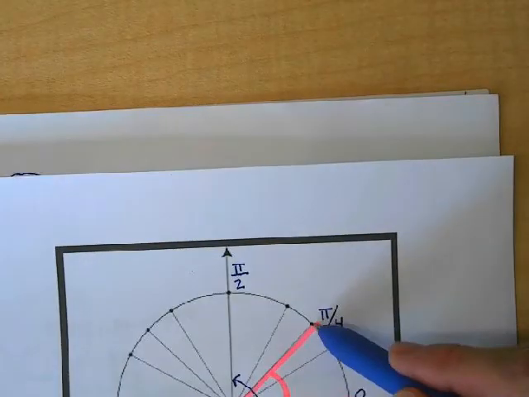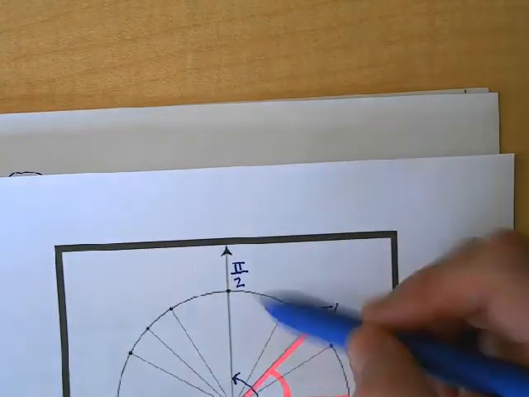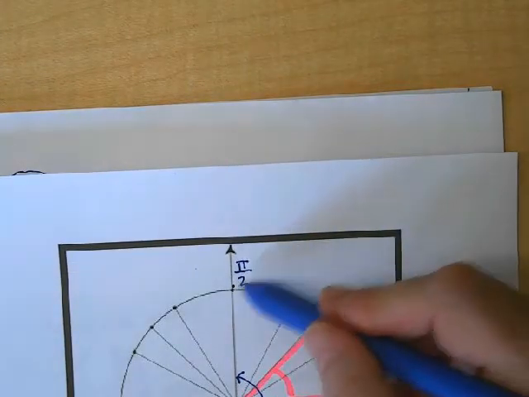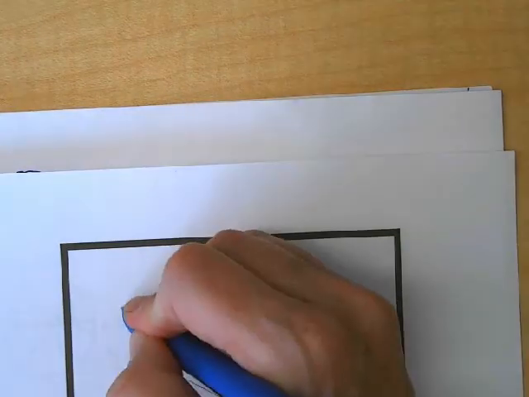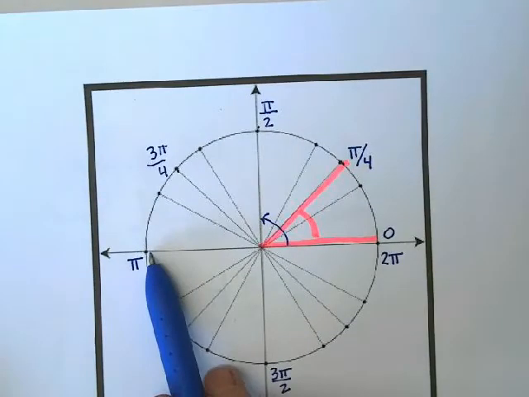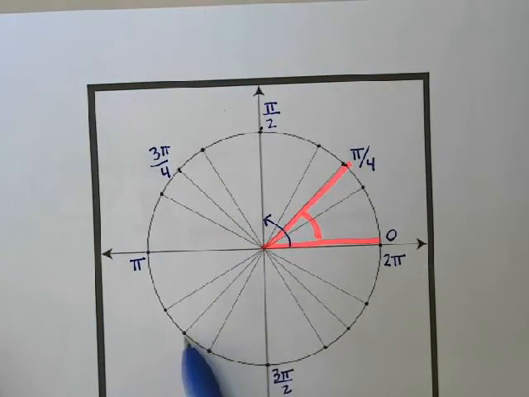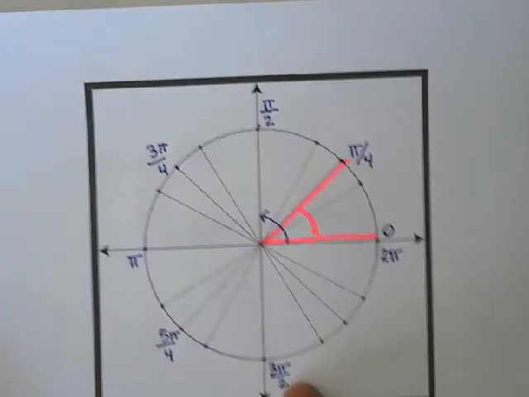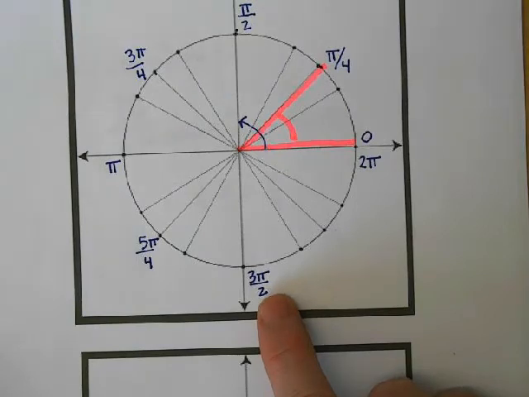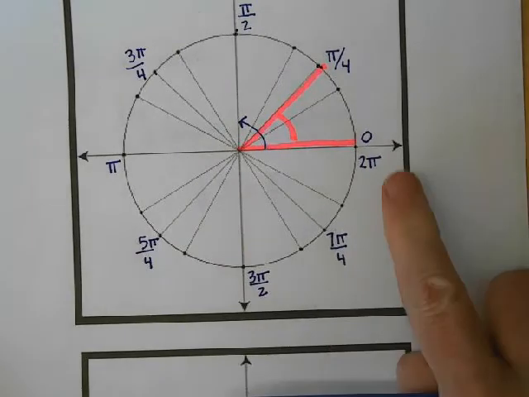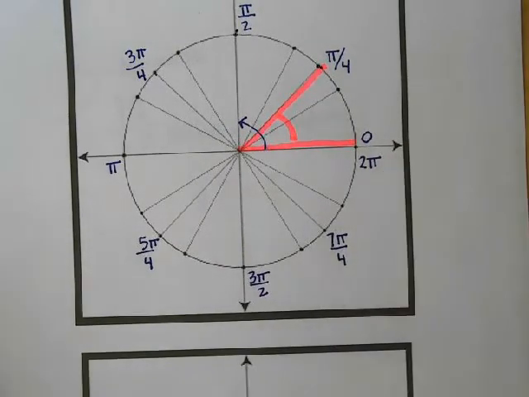So now I'm going to count by 45 degrees or pi over 4. So here's pi over 4, 2 pi over 4, which reduces, 3 pi over 4, 4 pi over 4, 5 pi over 4, 6 pi over 4, 7 pi over 4, 8 pi over 4. So that's all I'm thinking about, counting that way.